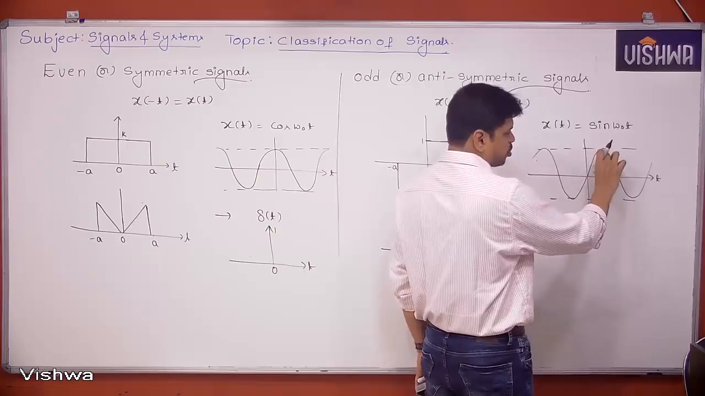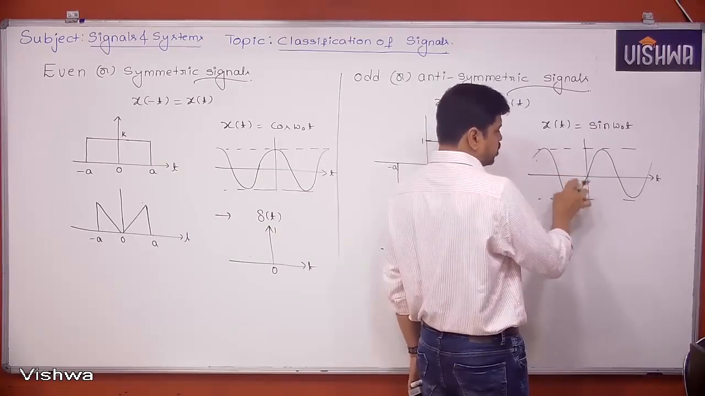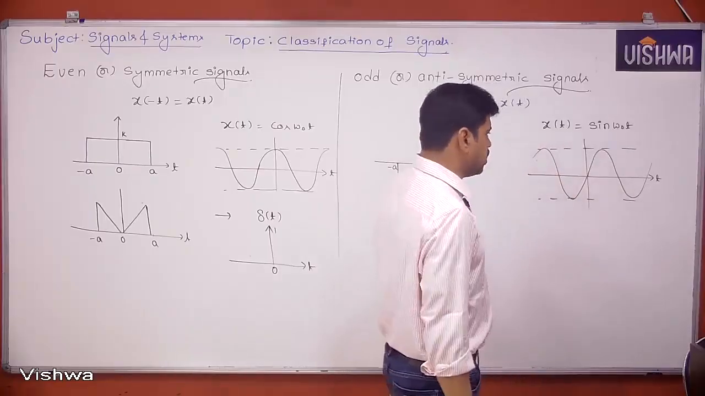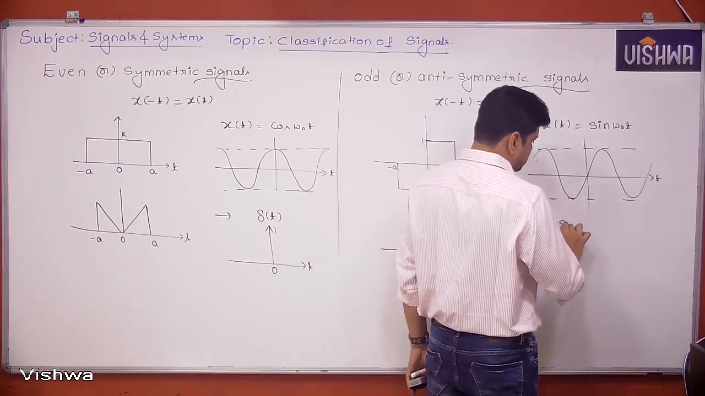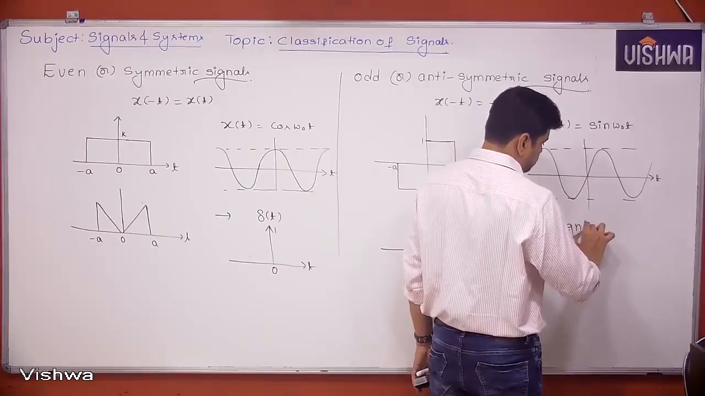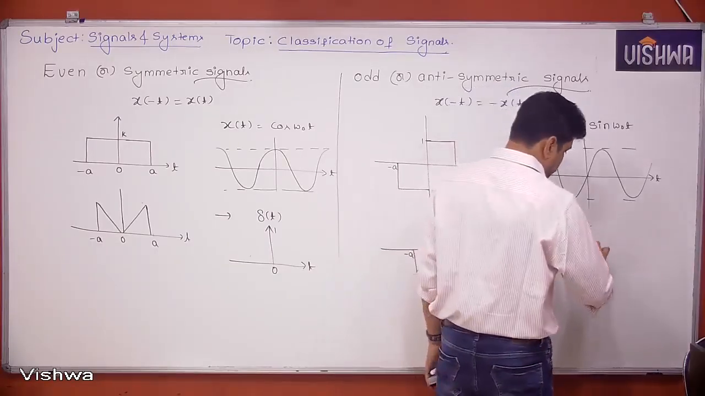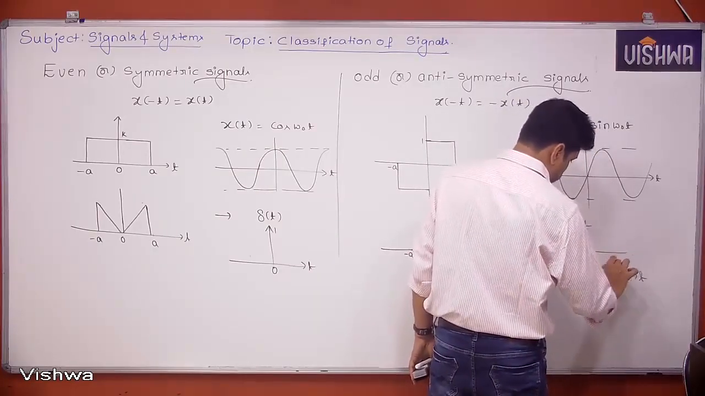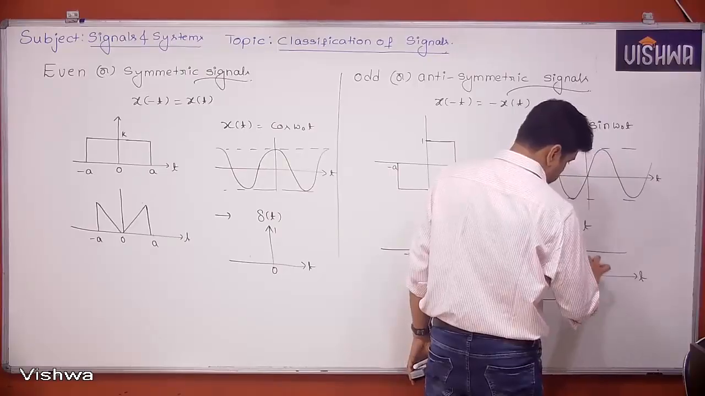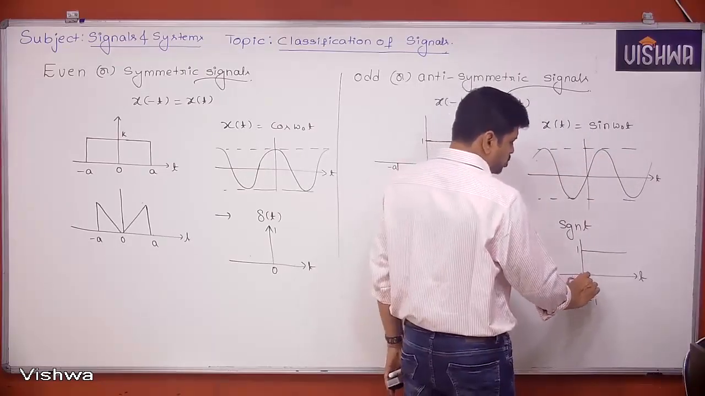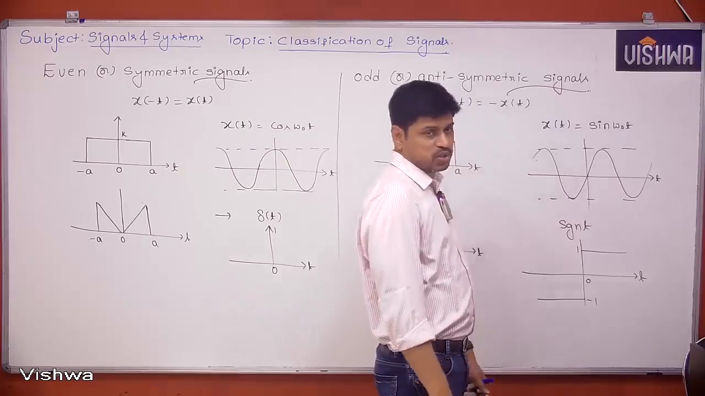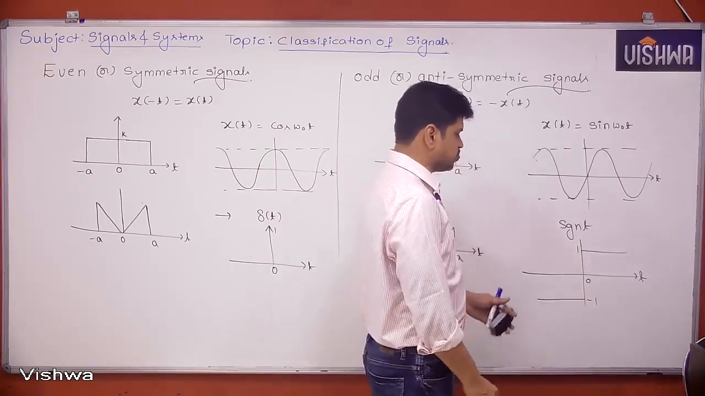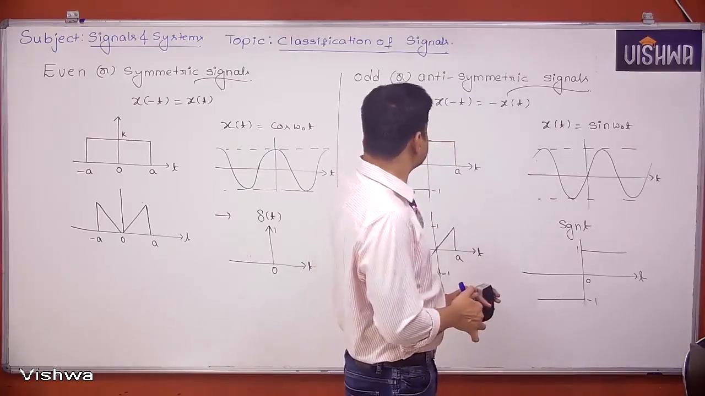Whatever is there for the positive portion, there is the same thing for the negative portion with a negative. So here it is positive, here it is negative. Here it is negative, here it is positive. So this is an odd signal. Suppose I take signum t. What about it? Whatever is there for the positive portion of time, there is for the negative portion of time also. But the only change is, it is going to be minus. Plus 1 here, minus 1 here. So it is going to be an odd signal. Okay. Take this example.